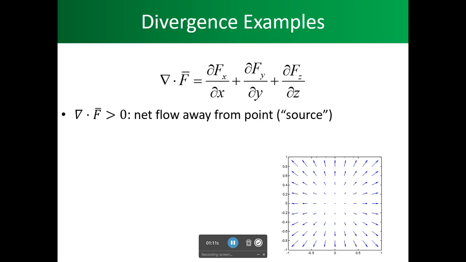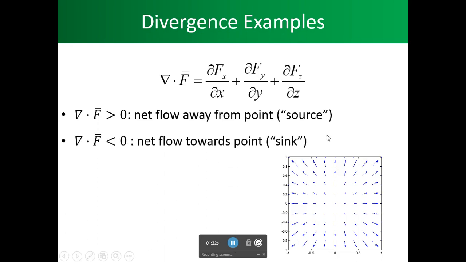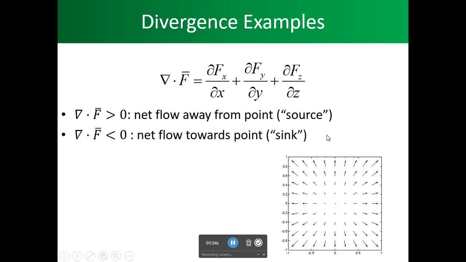So what we need to know is that if the divergence of a function is greater than 0, then the net flow is away from the point, and we call it a source, from the source of where the energy is coming from, the water is coming from. Now, if the divergence is less than 0, then the net flow toward the point is what we call a sink.